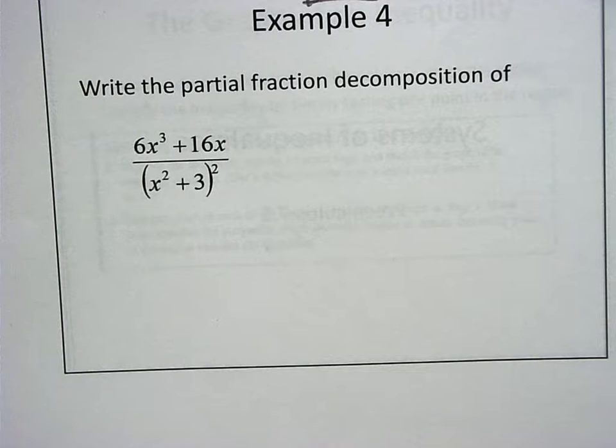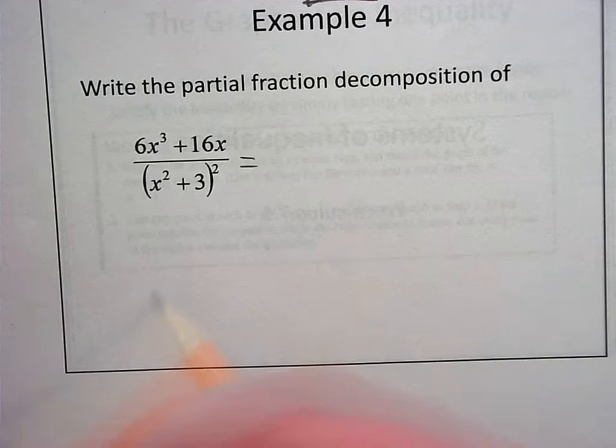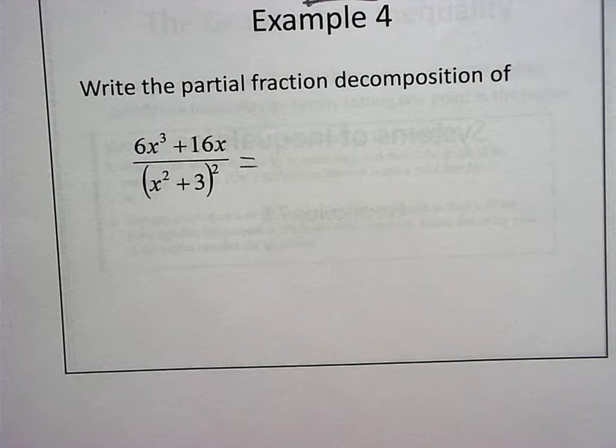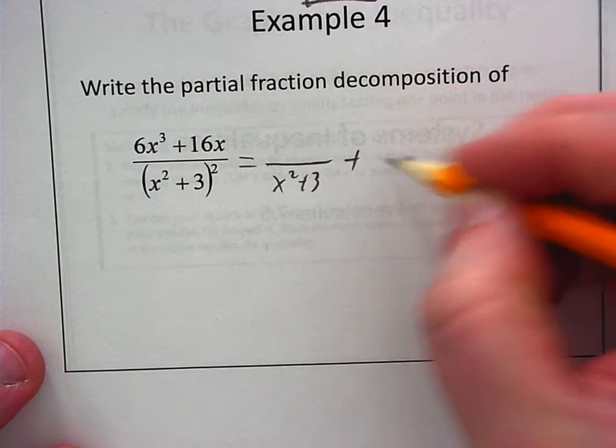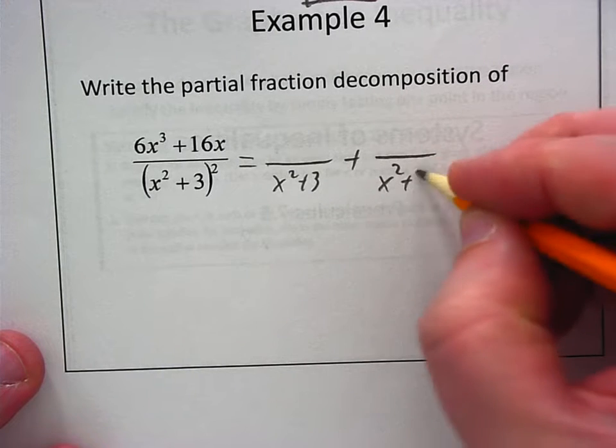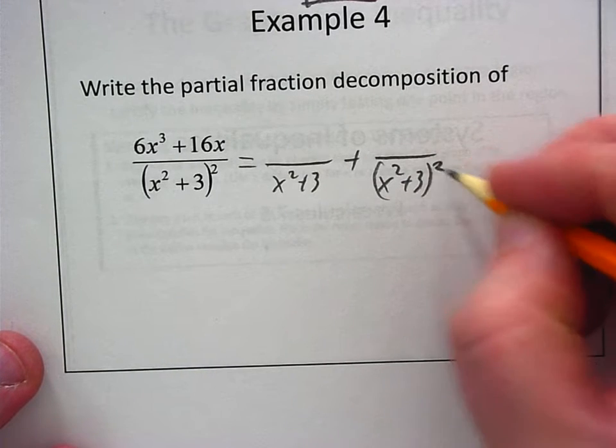Now, conveniently, can I factor this denominator any more? No. It won't break down any more than it already is. So I can just jump straight to the decomposition format. What would be the denominator of my first fraction? x squared plus 3. And my second fraction? x squared plus 3 squared.